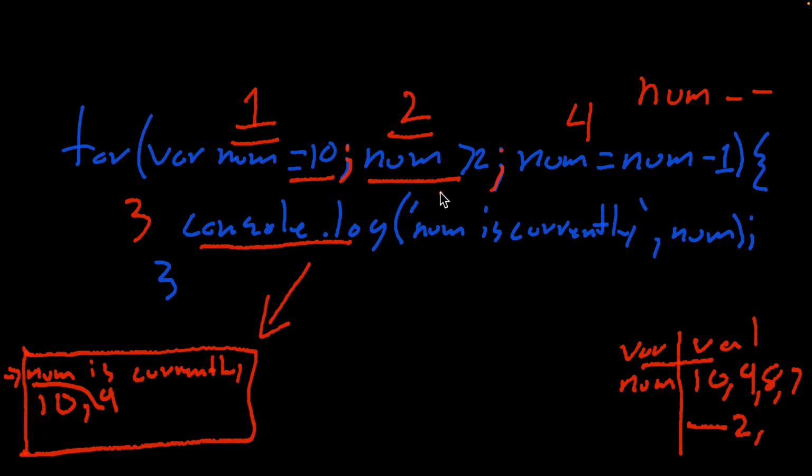But that is a way to create an infinite loop. We don't want an infinite loop. We want the loop to serve a purpose. We want it to do something while something is true. While num is greater than 2, while this is still true, keep doing this thing, which is console log num is currently, and then declare the num value. So it would say num is currently 10, num is currently 9, num is currently 8, all the way until num is currently 3.